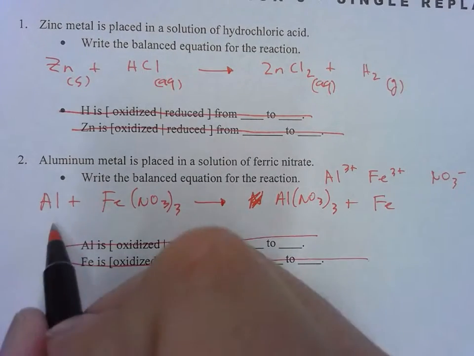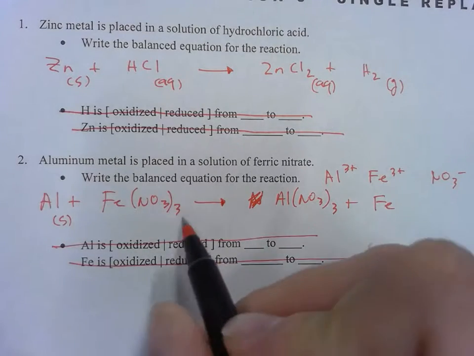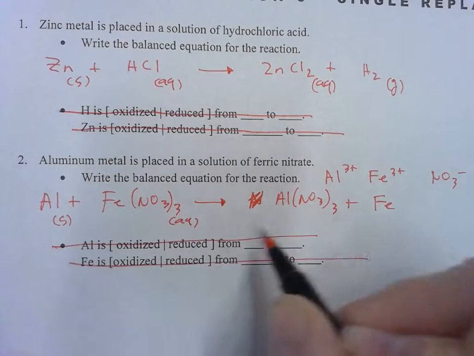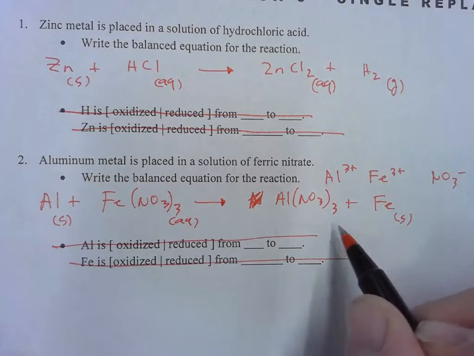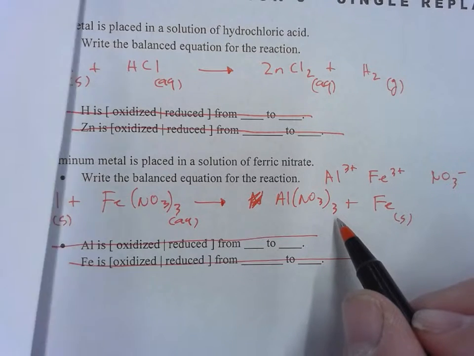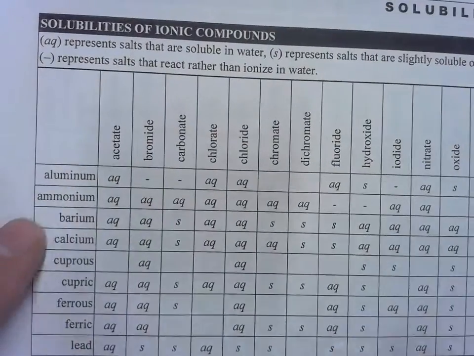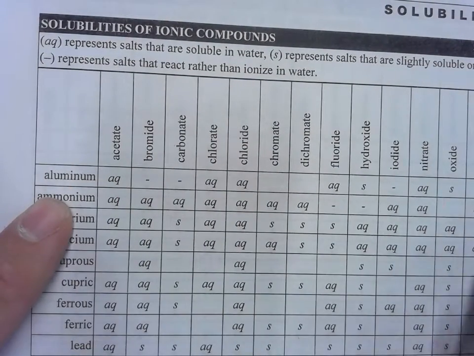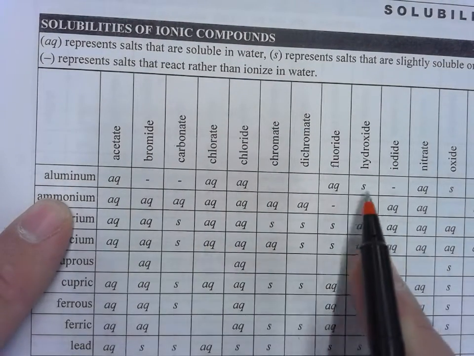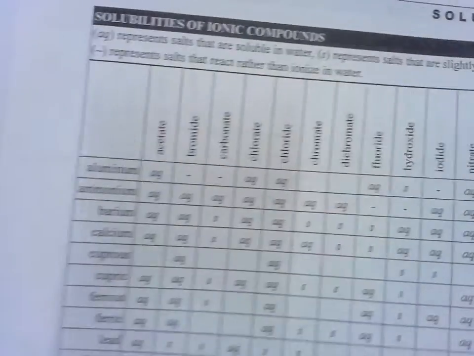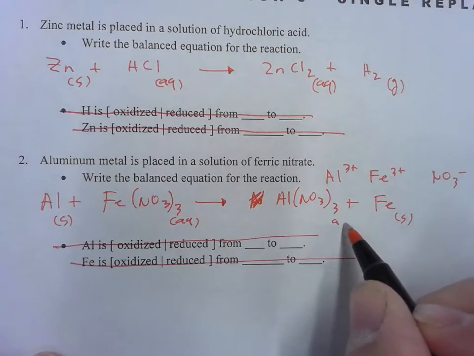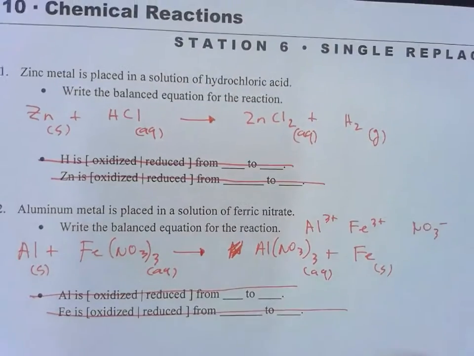Let's go ahead and say this is solid. This is a solution, so it's aqueous. That's now solid. And let's see what happens here. Al(NO3)3. Aluminum nitrate, aqueous. That's done. That was station number 6.